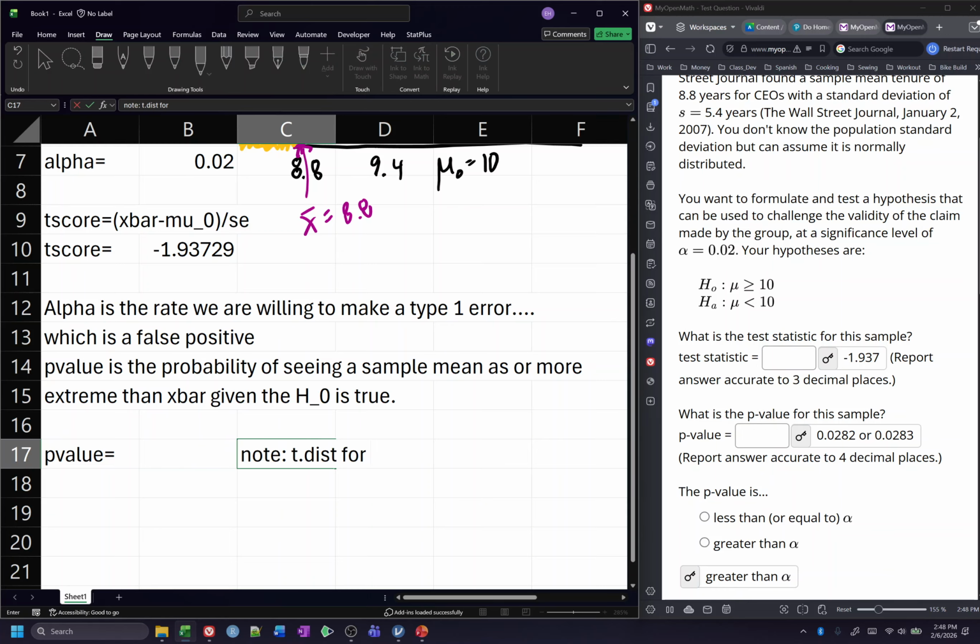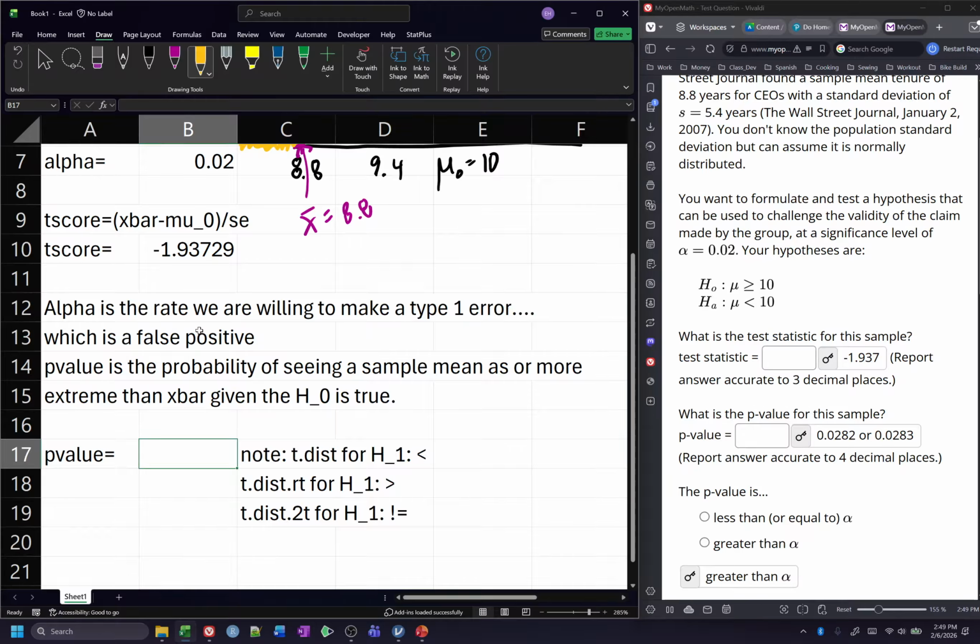Note: t.dist is for an alternative hypothesis that uses a less than sign. You use t.dist.rt, for right tail, for an alternative hypothesis that uses a greater than symbol. And use t.dist.2t for an alternative hypothesis that uses a not equal sign. In programming and typing, it's easier to type an exclamation point and an equal sign, but that means not equals.